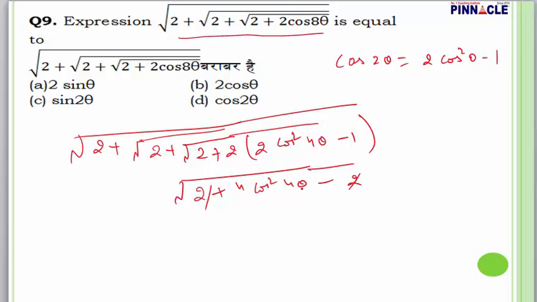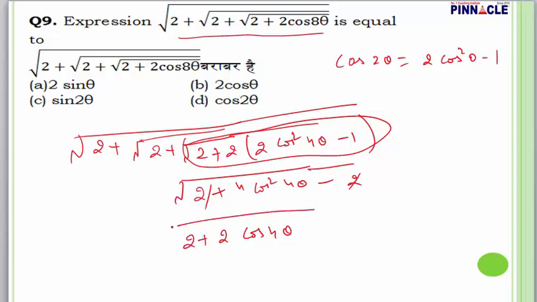Now root of 4 cos square 4 theta would be equal to 2 cos 4 theta. It means we have solved this question till here. Now this would be 2 root 2 plus, now we are solving this portion. Before this you can also write, now this has become again like this, we have converted into this.